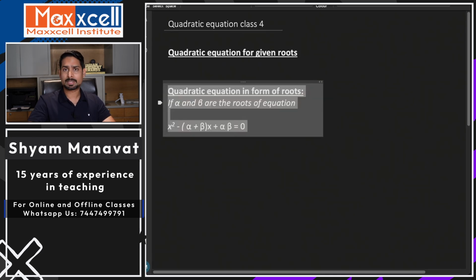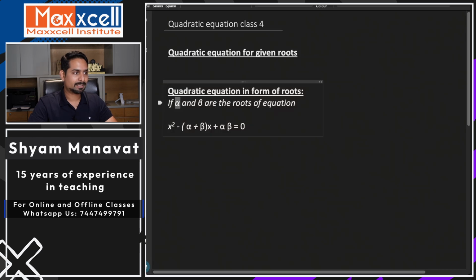In the first lecture of quadratic equation, we have seen that if alpha and beta, guys, don't get scared of looking at alpha and beta. They are just symbols. So if the roots are alpha and beta, what are roots? We have discussed roots a lot in previous videos. Roots, solution of quadratic equation, or values of x when you solve the equation, or zeros of quadratic polynomial, all one and the same thing, right?